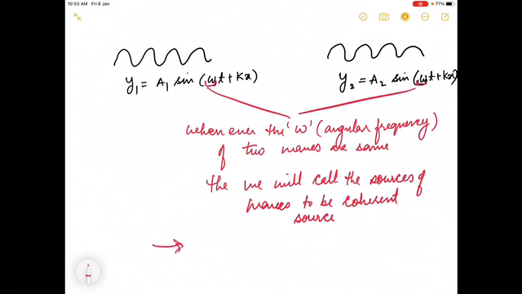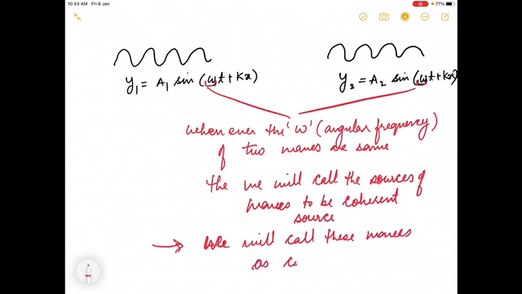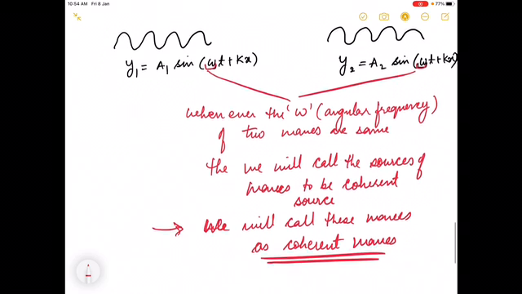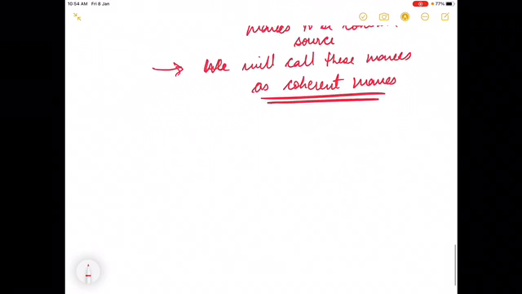We will call these waves coherent waves, right? Very important. We are going to use this a lot. So whenever the omegas of different waves are the same, we'll call those waves coherent waves. Very important, so understand this. I hope that is understandable. Okay, if that is true, let's move forward.